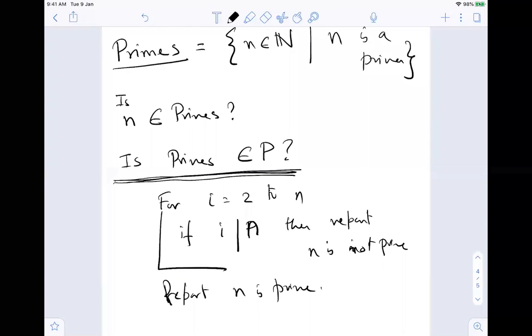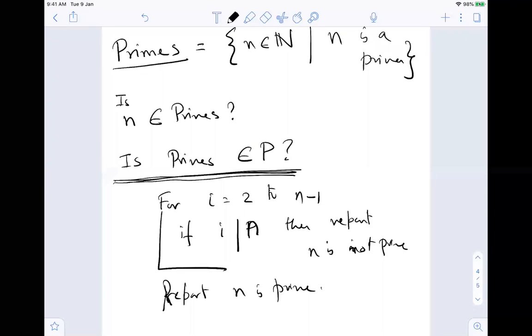So this is what you mean, right? Go over all the elements from 1 to N, check if N is divisible by that number, and if N is divisible by it, then you report it is not a prime, of course. And if for none of them you have reported it is not a prime, then at the end you say, okay, good, now N is not divisible by any number, it's a prime. Do you think this algorithm is correct?